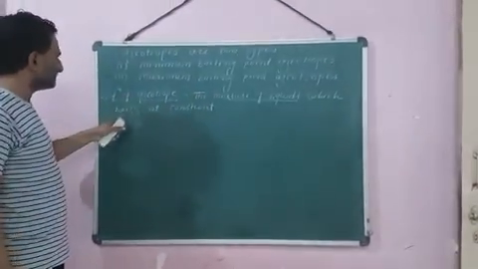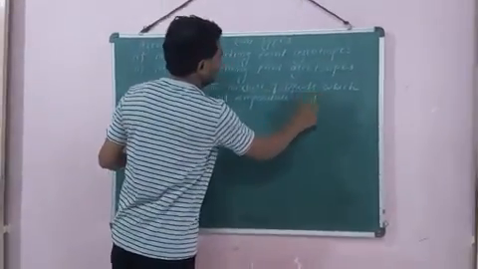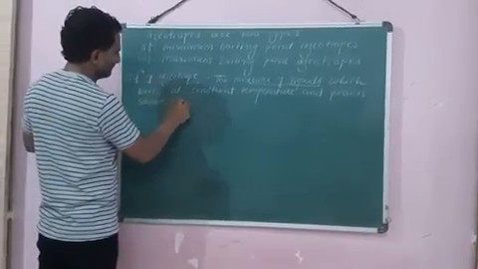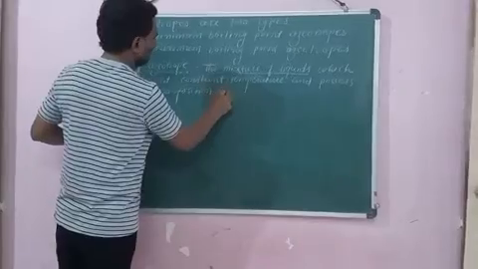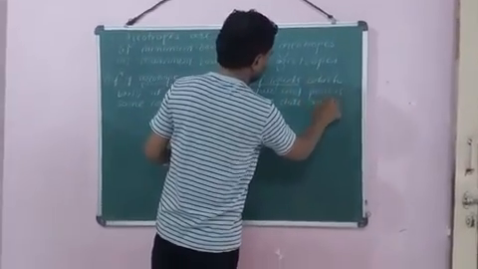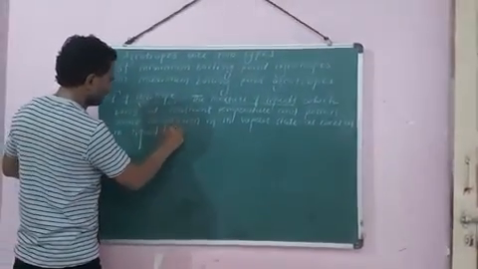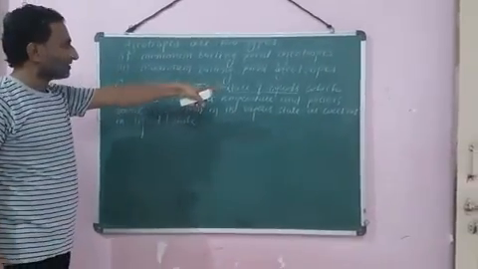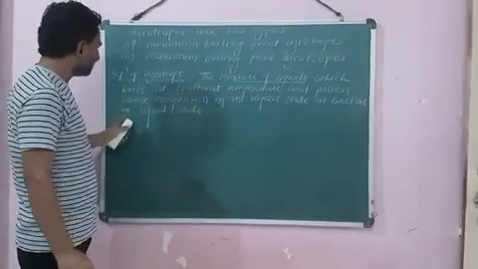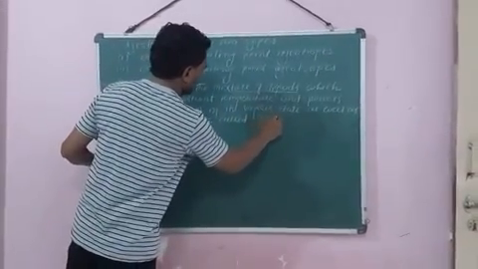The mixture of liquids which boils at constant temperature and possesses the same composition in its vapor state as well as in its liquid state is called an azeotrope.